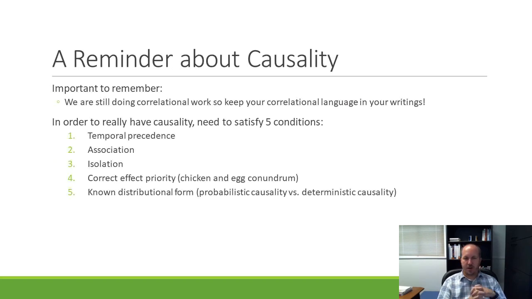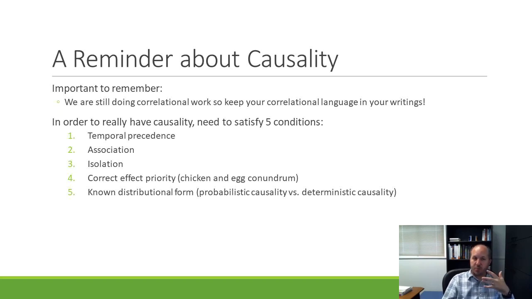So a quick reminder about causality, because we were talking about cause and effect and directionality, is that we're still doing correlational research. So whenever we're writing about these, we're still going to use the correlational language of association and linked and related, and we're not going to use the causal language of effect and caused and impacted. The reason for that is you really need 5 pieces in order to really state clearly that you have a causal relationship. I'm not going to go into too much detail on these because this is really more for a discussion in qualitative or quantitative research methods.